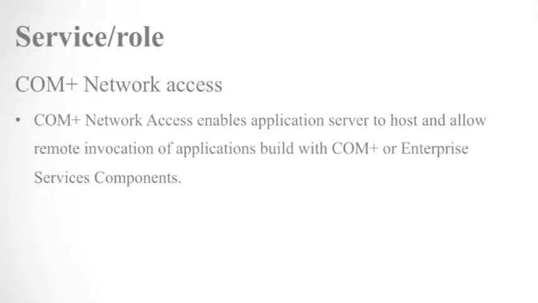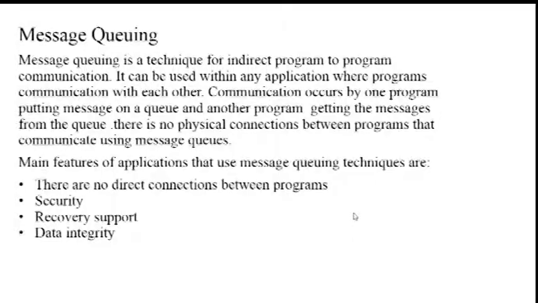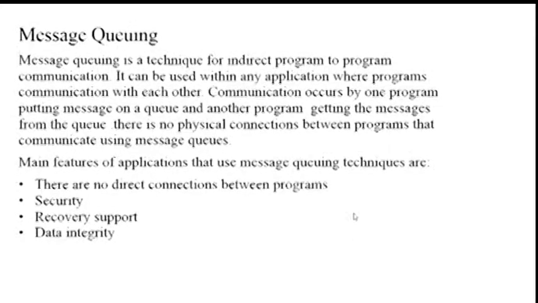There are several services that can be applied to the application server. If we explain some of them, the first one can be COM+ Network Access. The COM+ Network Access enables the application server to host and allow remote invocation of applications built with COM+ or Enterprise Services components. The second one is message queuing.